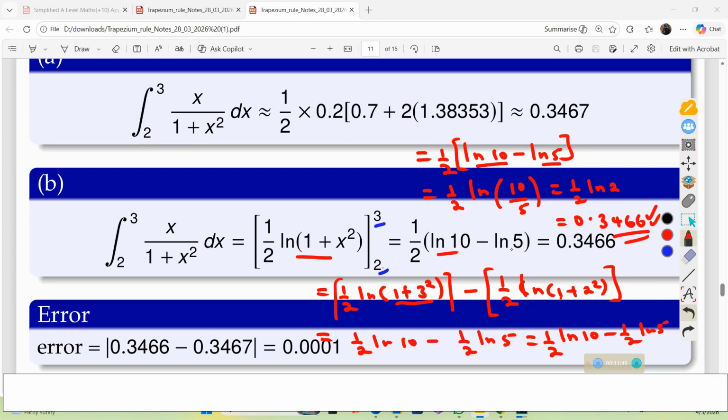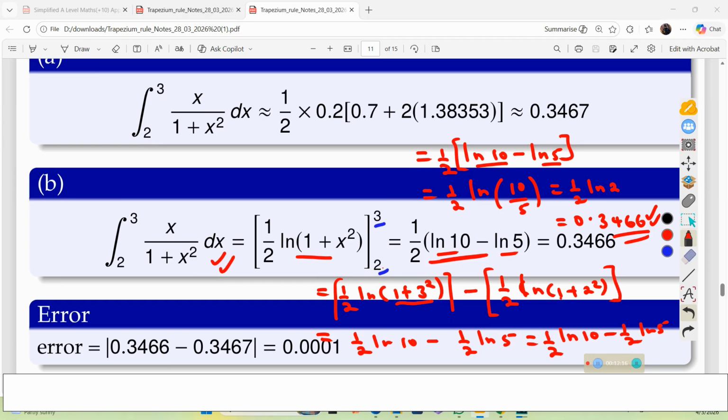Or else, simply get ln 10 minus ln 5, then multiply by a half. You can also get the answer from the calculator. Get ln 10, ln is there on the calculator, ln of 10 minus ln of 5, then times a half. You will also be able to get the value of that integral. So that is how we obtain the value of this by integration.